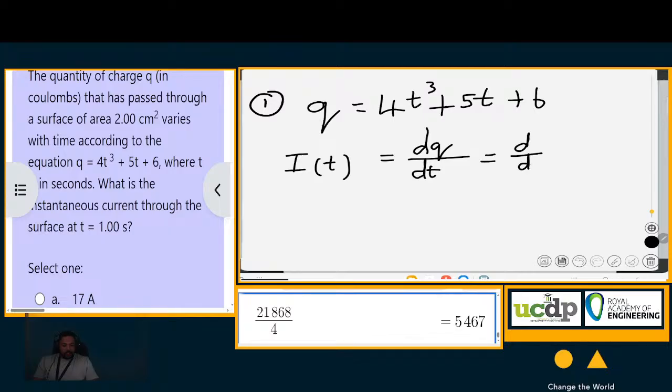But you can see this thing as follows: d dt, meaning the derivative with respect to time of q. This is mathematically what it means. The derivative with respect to time. So in order for you to get the current, you just need to find the derivative with respect to time. Does that make sense? Just a show of hands.